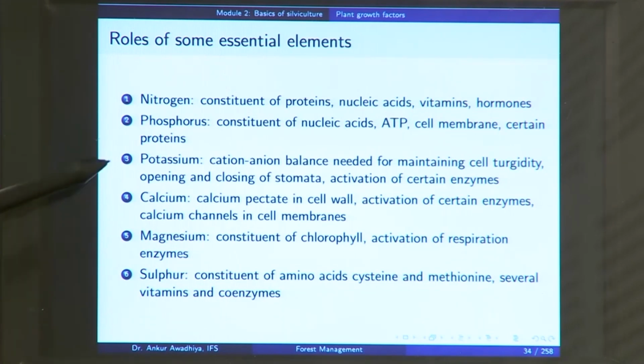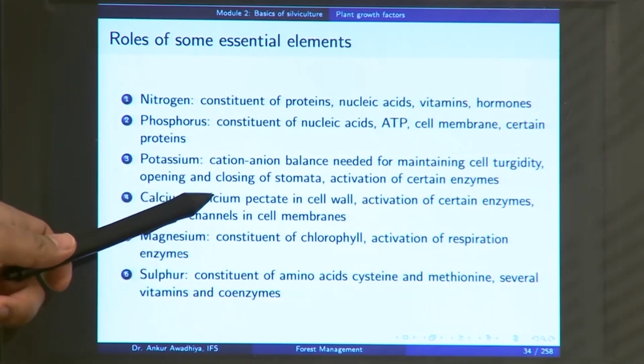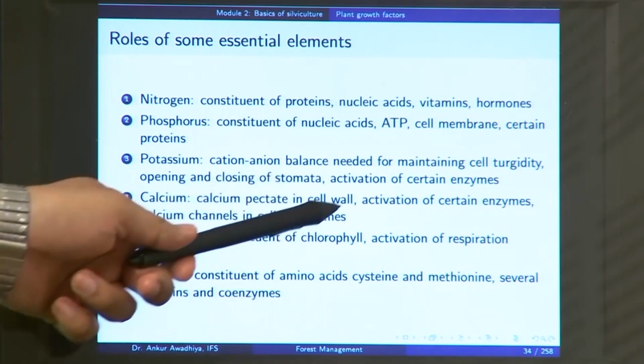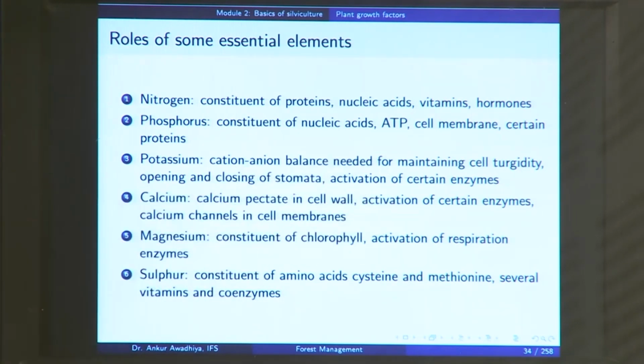Another essential element is calcium. Calcium is present in the form of calcium pectate in the cell wall. It is required for the activation of certain enzymes, and it is also useful in the case of calcium channels in the cell membranes.